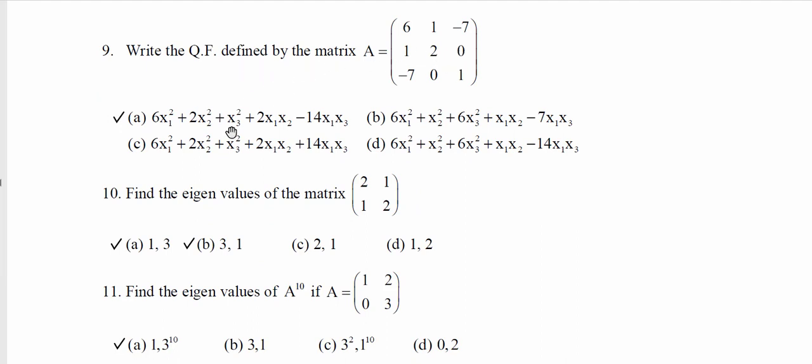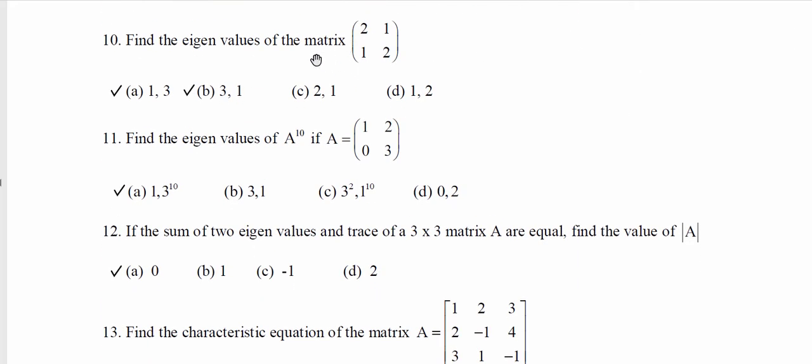Again, write the quadratic form defined by the matrix. So matrix to quadratic form: 6, 2, 1 are the coefficients of x1 square, x2 square, x3 square. Here is the place for x1 x2; multiply this number by 2, so 2 times x1 x2. Next x2 x3 is 0. And this place is x1 x3; multiply this number by 2, giving minus 14. So this is the quadratic representation for the given matrix.